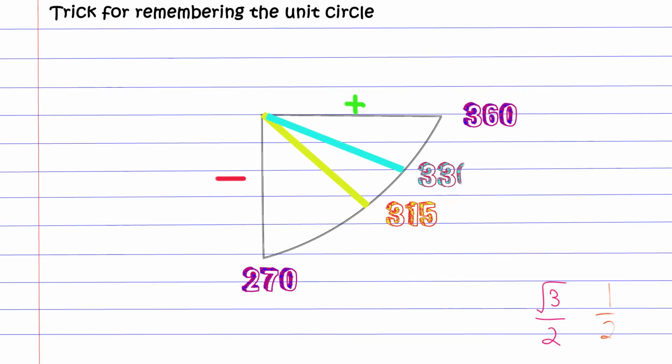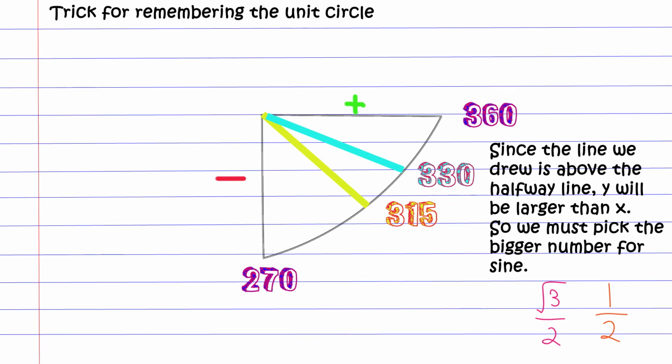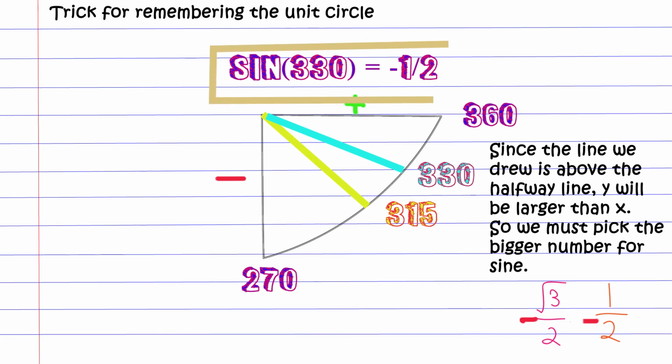Since 330 degrees is more than 315, we're looking above the halfway line. Remember that above the line, sine is more than cosine. Between √3/2 and 1/2, we must pick the bigger number if we are looking for sine. But wait, notice the signs for this quadrant. The y in this quadrant is negative, so if we're picking the bigger number, we're actually going to pick negative 1/2. So sine of 11 pi over 6 is negative 1/2.